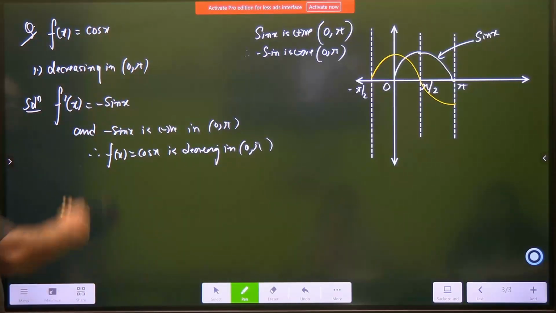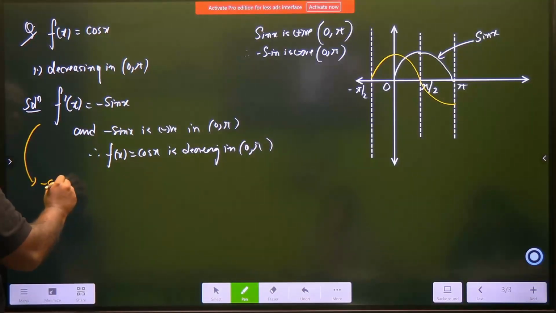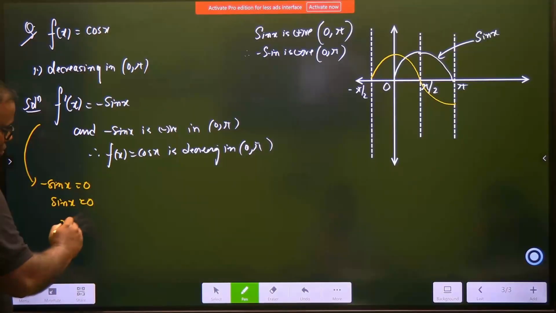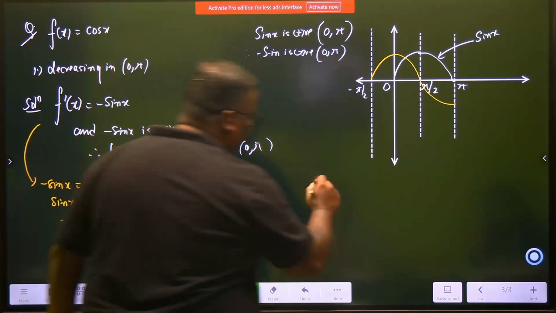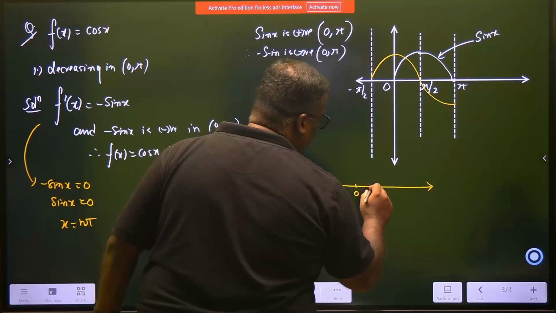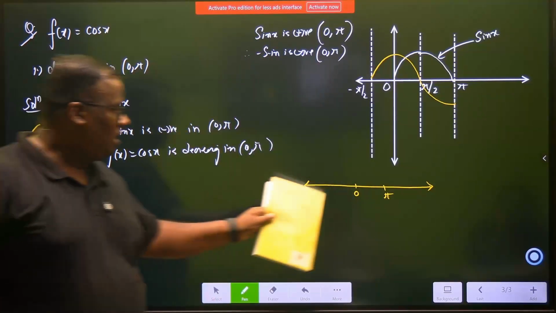Right. In fact, to find out the points also we could have found out. If we do it in our way, then we will put negative sine x equal to 0. So sine of x is equal to 0. Sine of x is equal to 0 means x is equal to what? N pi. At all n pi, sine becomes 0. Got it? So this is 0 and this is pi. N pi means 2 pi also. These are my critical points.